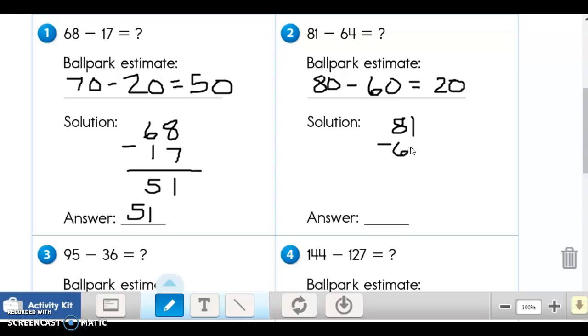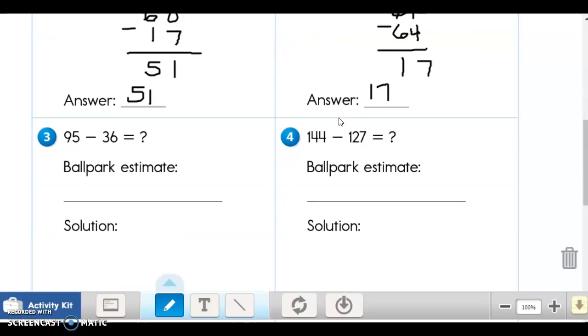81 minus 64. 1 minus 4. More on the floor, gotta go next door. So I'm going to go to the 8, and I'm going to borrow a 10, so that becomes a 7. I'm going to bring a 10 over. 10 plus the 1 that's there is 11. 11 minus 4 is 7. 7 minus 6, more on top. No need to stop. 17. Is 17 reasonably close to our estimate of 20? Yep. Looks good.